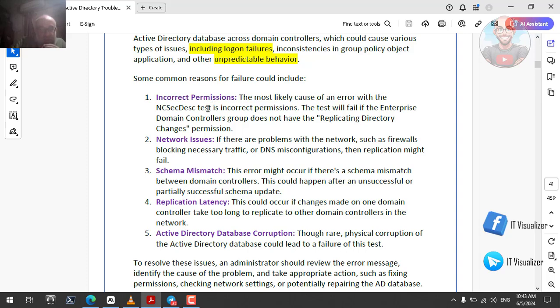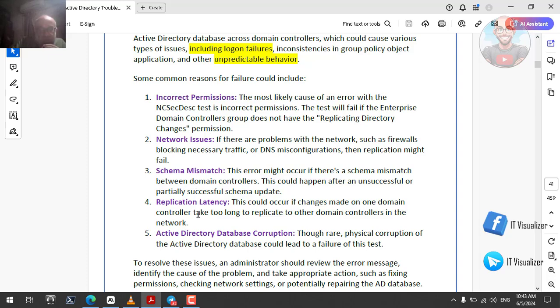This is logical because this is related to the permissions, and this test primarily focuses on incorrect permissions. For the network issues, this is also obvious because to check for the permissions, it needs to reach the domain controllers. This is done using the DNS. If it's misconfigured, it will not reach the domain controllers to check for the permissions, or there is blocking by the firewall. Okay, so these two are obvious.